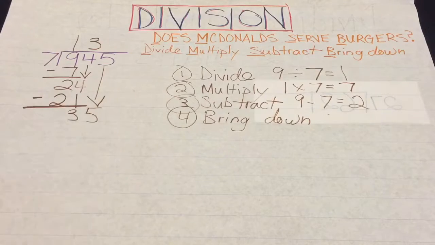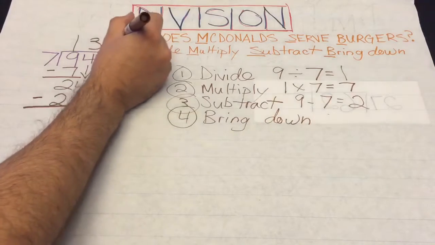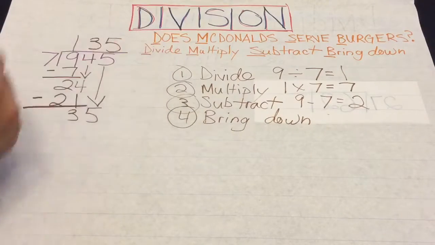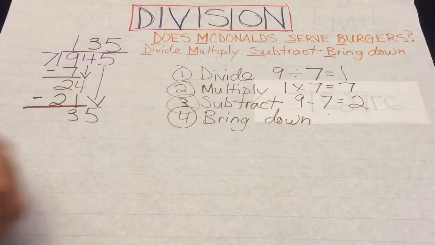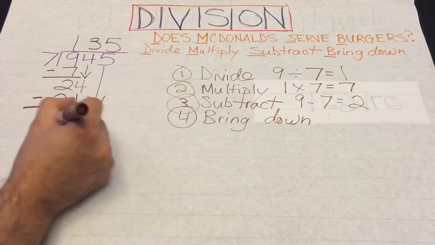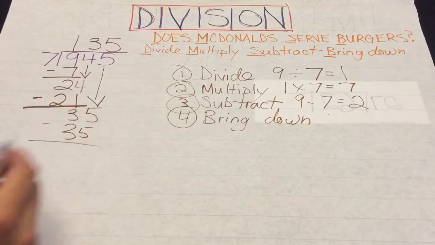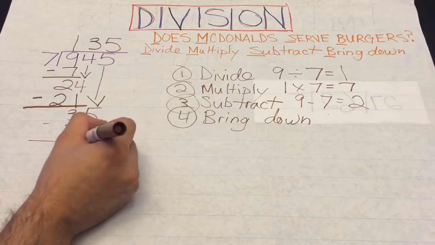Now we can do our first step again. It's divide. 7 goes into 35 how many times? Should go 5 times. 5 times 7, we are now multiplying, is 35. Our third step is subtract. So 35 minus 35 is nothing.